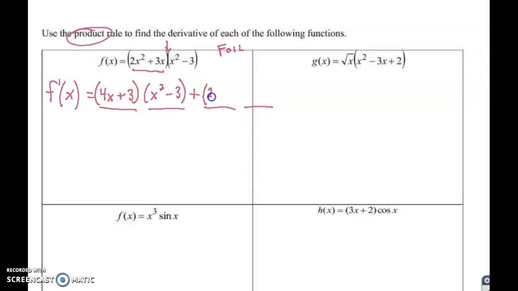And then leave 2x squared plus 3x alone. And then the derivative of x squared minus 3 is 2x. Now at this point, could you simplify that? You could simplify. But remember, in calculus, they do not require you to simplify. So we can stop right there.